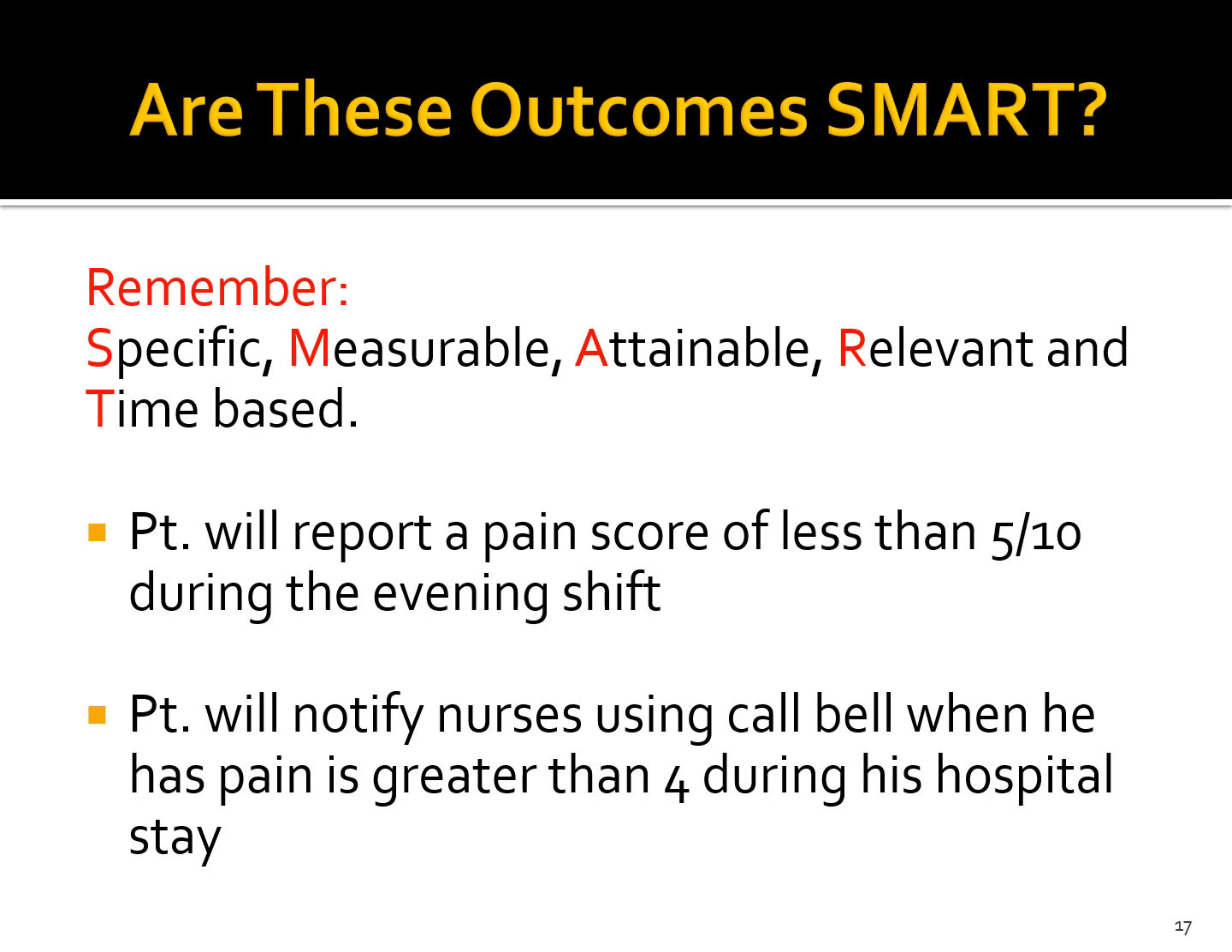It's a SMART outcome. Let's look at outcome number 2. The patient will notify nurses using call bell when he has pain greater than 4 during his hospital stay. Specific? Yes, using the call bell. Measurable? Yes. We can tell if he is using the call bell when he has pain greater than 4. Attainable? Again, yes. As long as he's compliant and knows how to do this. Is it relevant? Of course. And is it time-based? Yes, we said during his hospital stay. So both of these outcomes are SMART outcomes.